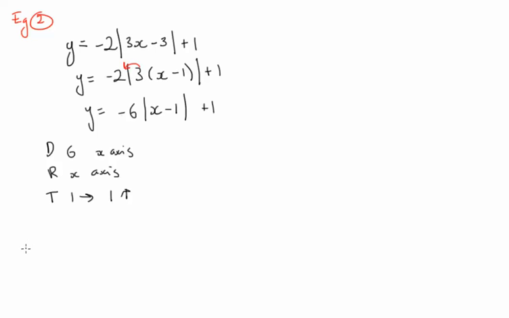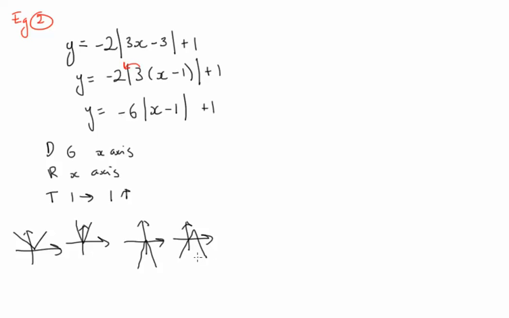So let's draw our mini graphs. Well, the absolute value function looks something like that. And then we have a dilation by a factor of 6 from the x-axis. So we know what dilation does. It's going to be like that. Reflection in the x-axis. Just like that. And we're translating 1 unit to the right and 1 unit up. So we're going to go 1 unit to the right and 1 unit up.